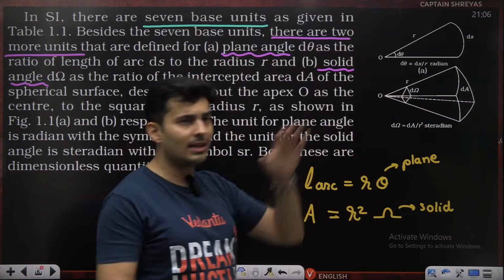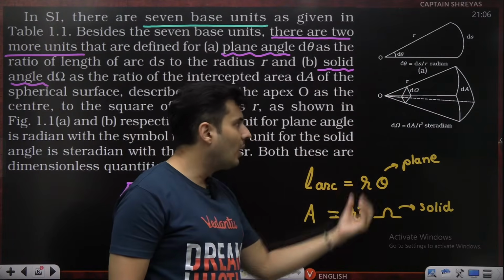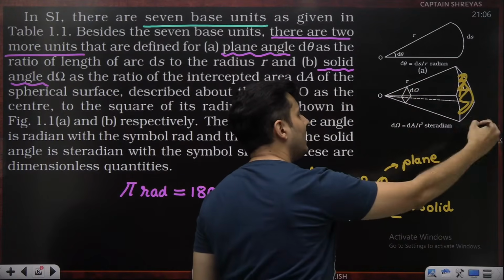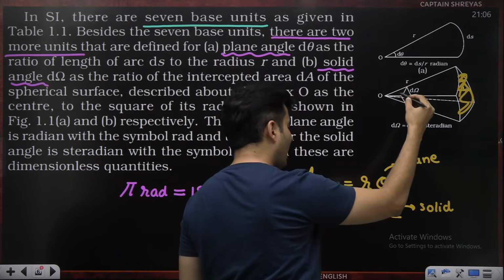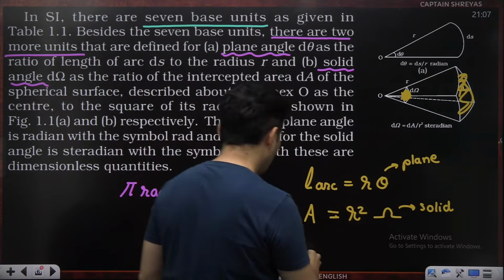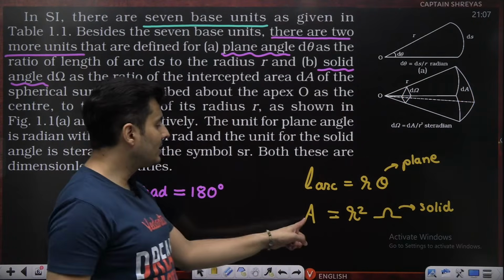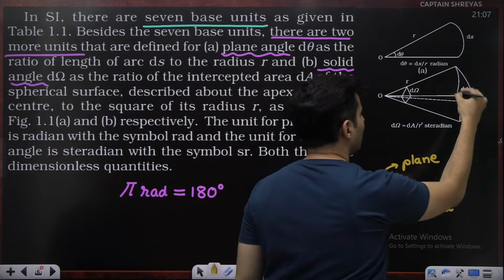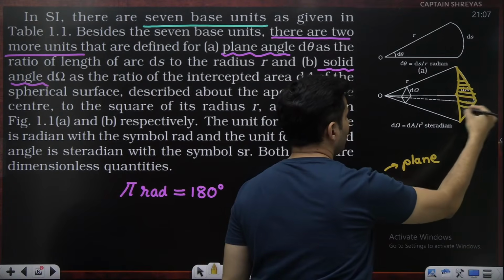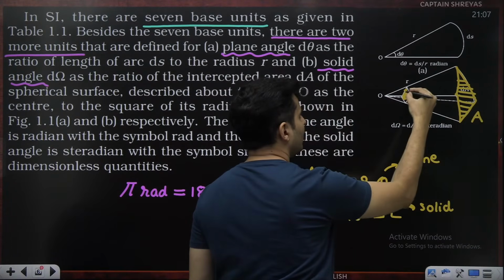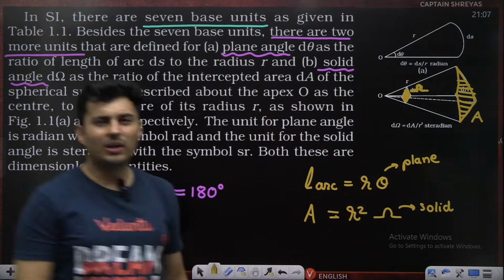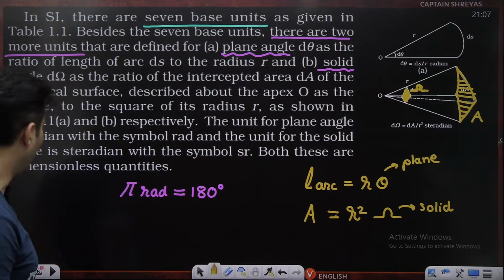Length of an arc is radius times the angle, standard formula. Area of this particular part will be radius square, into the solid angle which is subtended over here. This is the particular area we are talking about. So this is basically A, and what is subtended over here is your sigma. You can call it sigma or whatever symbol you want to use.